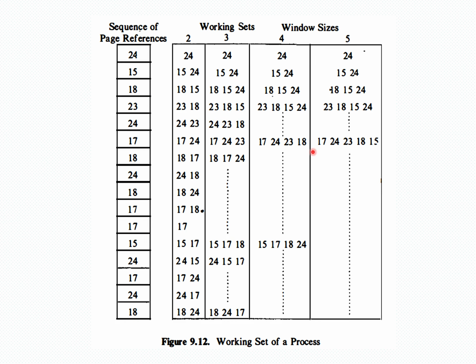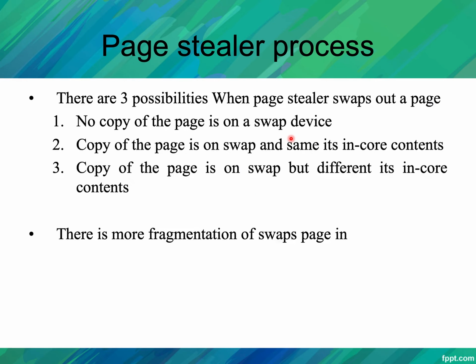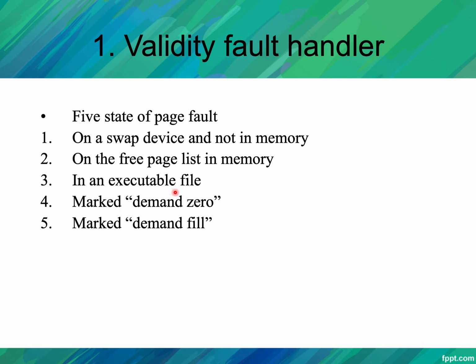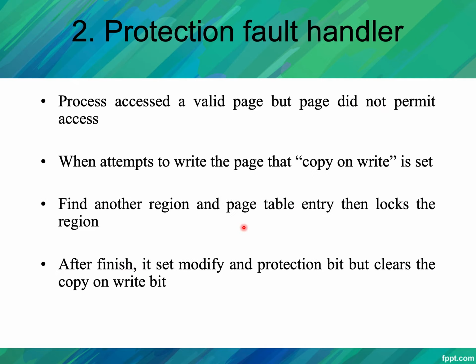And demand 0 means keeping the window size full, keeping the working set full. If it is 5, load the 5 pages, load some random 5 pages, and if it is 4, load some random 4 pages for a particular process, and then start executing. So that is what demand fill and demand 0 are. Demand 0 means starting with an empty working set, demand fill means starting with a full working set.